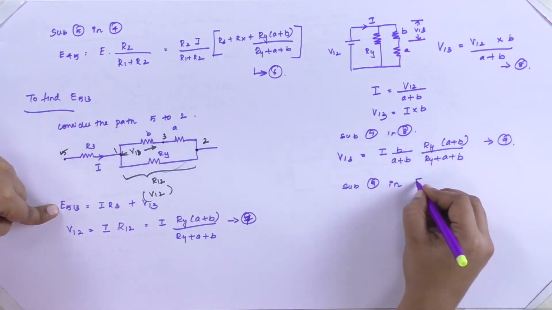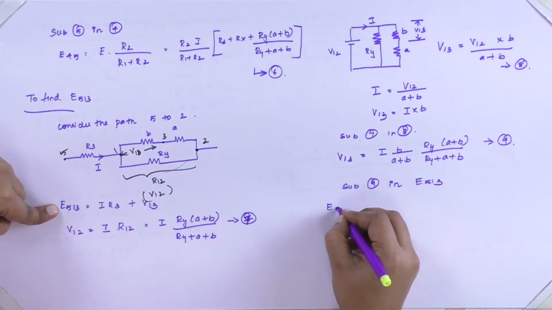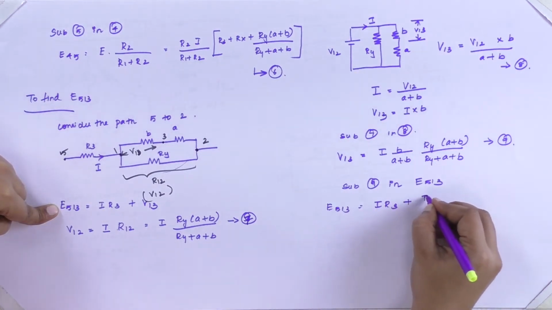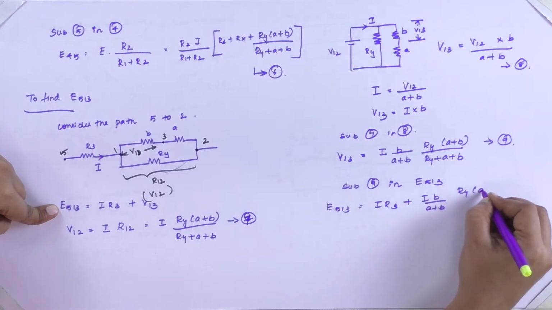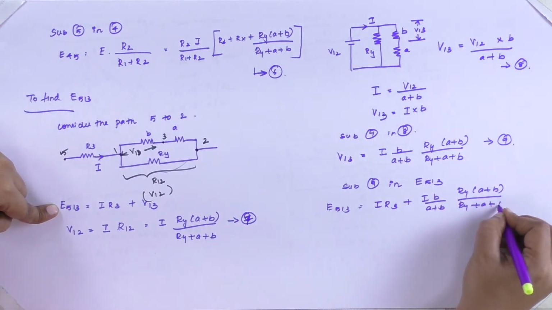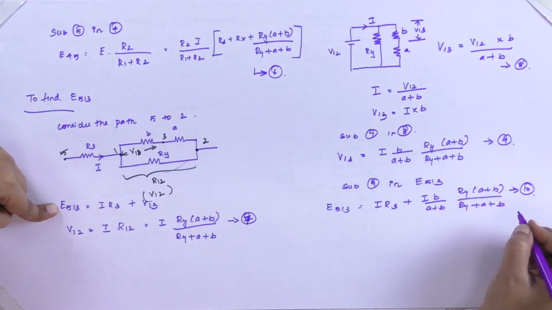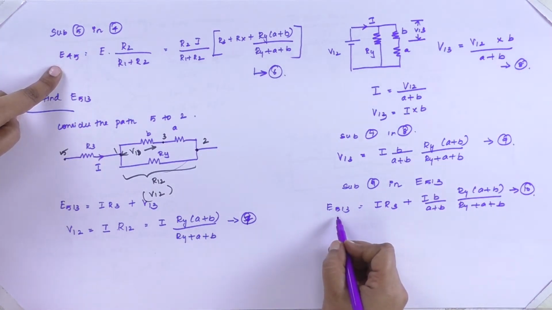So, substituting 9 in the equation E513, I will get E513 is equal to I into R3 plus I into B by A plus B into Ry into A plus B divided by Ry plus A plus B. Now, let me take this equation as equation number 10. So, I have calculated the value of E45 and E513.